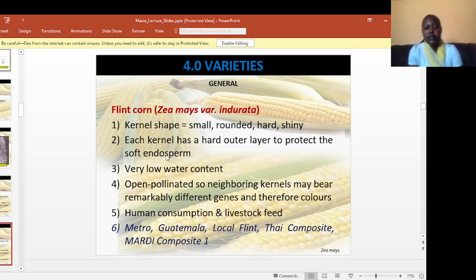We have flint corn, kernel shape small, rounded, hard, shiny. Each kernel has a hard outer layer to protect the soft endosperm, very low water content, open pollinated, so neighboring kernels may bear remarkably different genes and therefore colors. Human consumption and livestock feed.